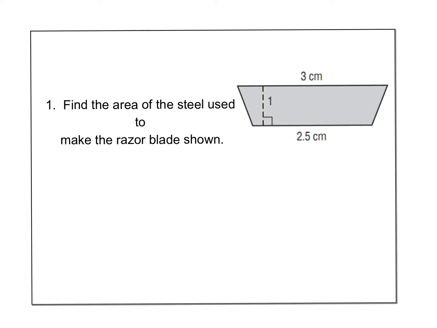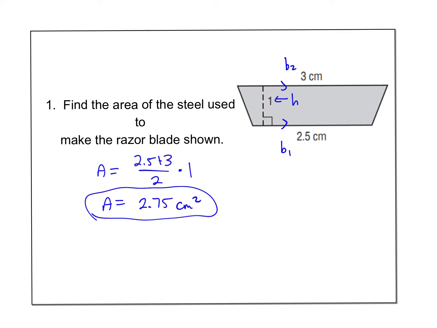So for here, this is a razor blade. These are my parallel lines. So I could call this base 1, I could call this base 2. This would be my height. So I would add those two together, divide by 2, and then multiply that by 1. So 2.5 plus 3 divided by 2 is just going to be 2.75. My area is just going to be 2.75 centimeters squared. That's all I'm doing. Just add the bases together, divide by 2, times the height. That's it.